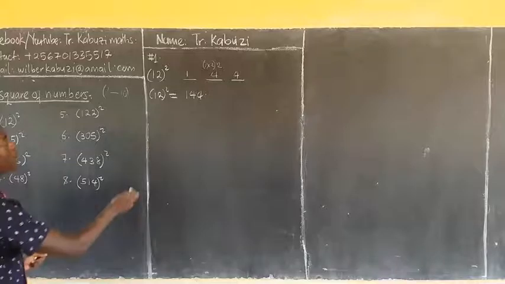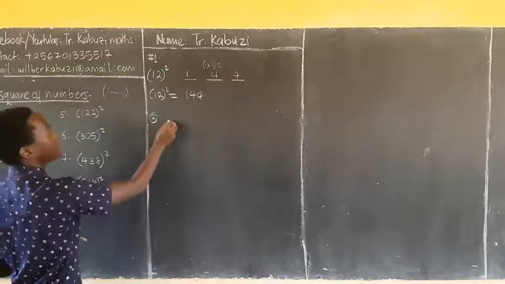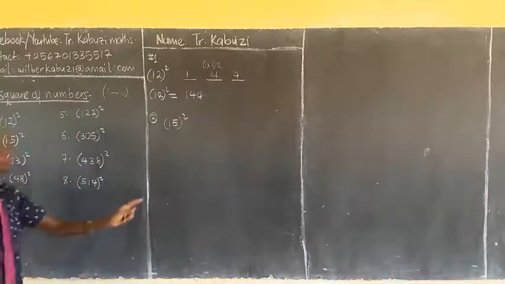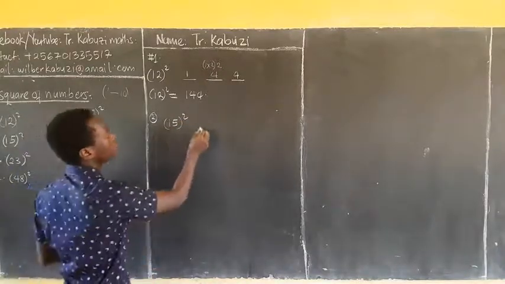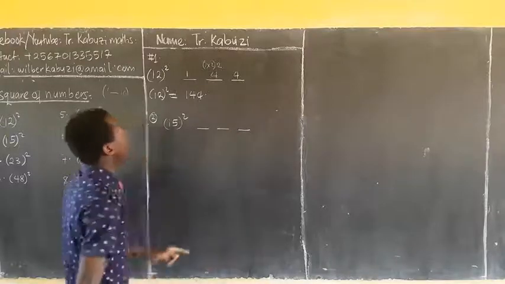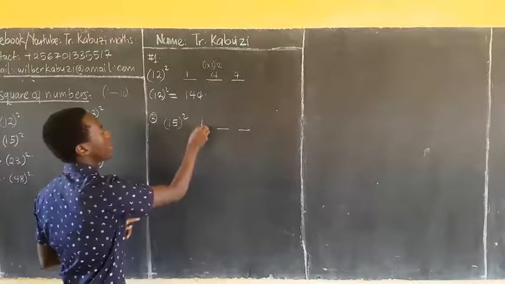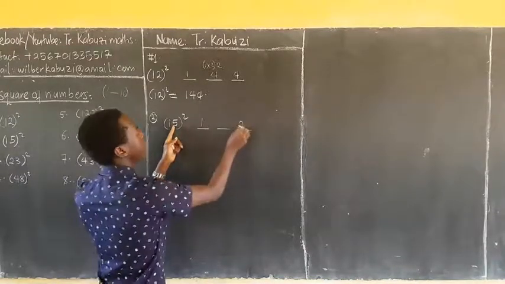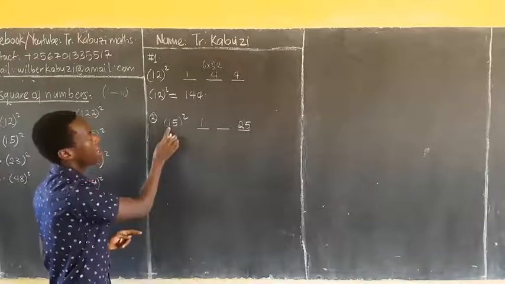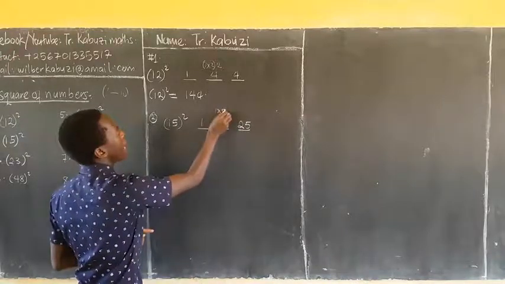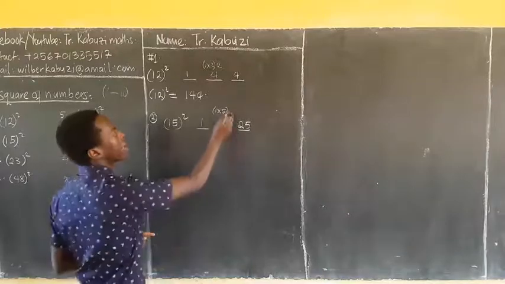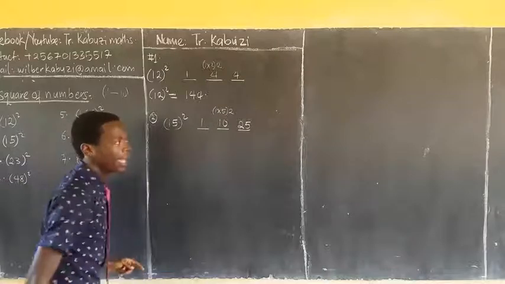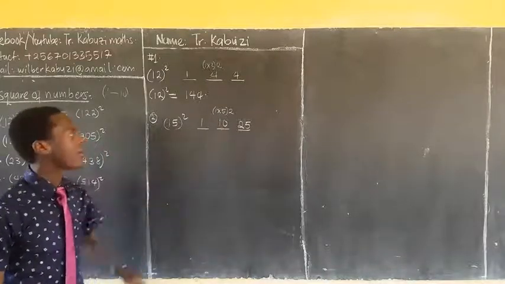When I come to number 2, here I have 15 squared. Still do the same. You say 1 squared is 1. Now, when you square 5, you get 25. Then you say 1 times 5, then you multiply it by 2. So this will be a 10. Now, when you have 2 digits here, this is how you handle it.